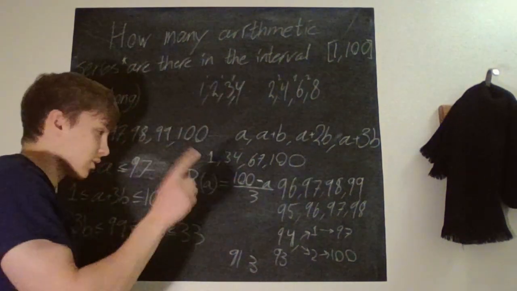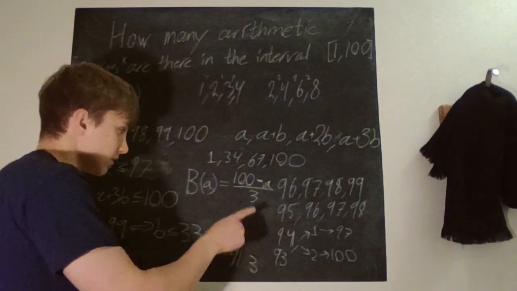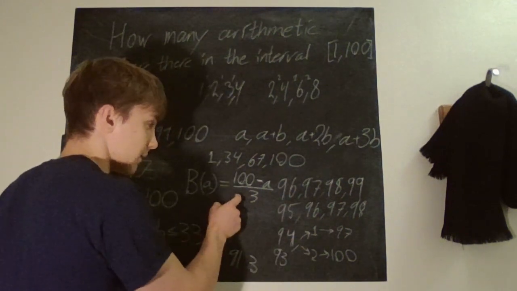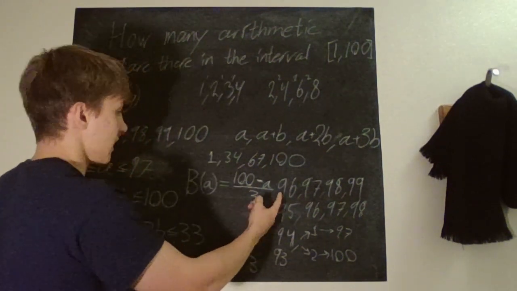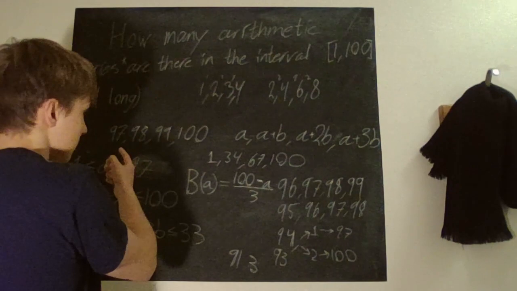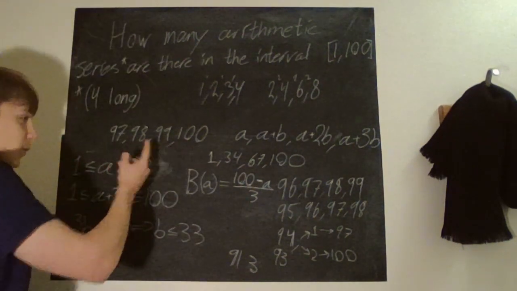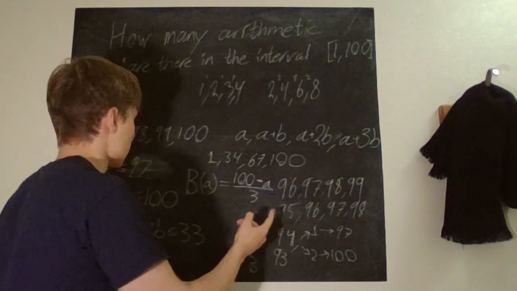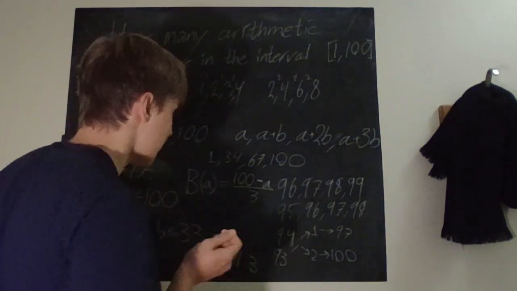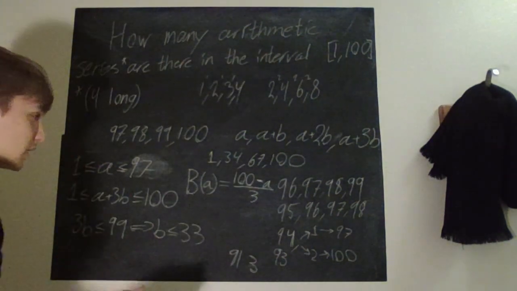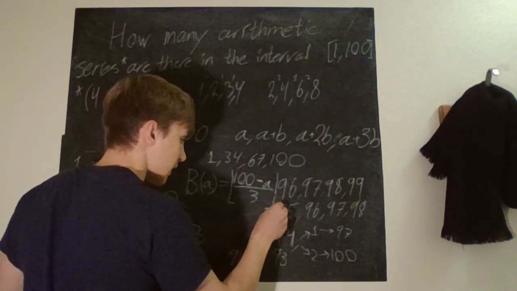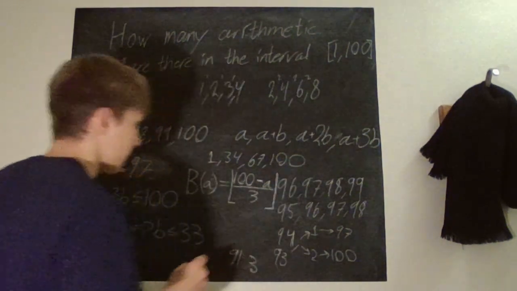But herein lies the crux. What do we have to add to this to make it the same for all? Because if we just have this, then 97 would yield 1, which works. But 96 would yield like 1.3, which we can't use. So what do we have to do here? We have to add a floor to all of this. The greatest integer function.